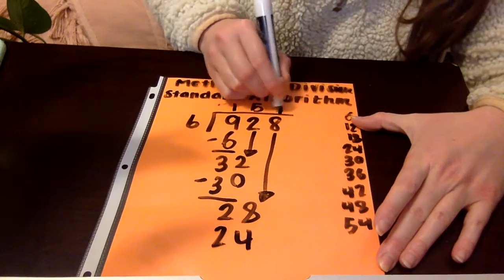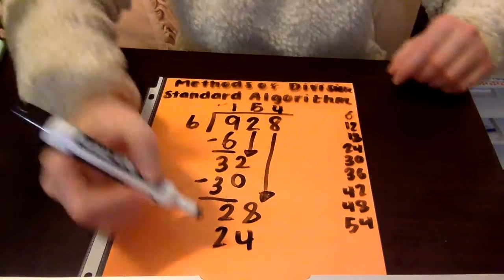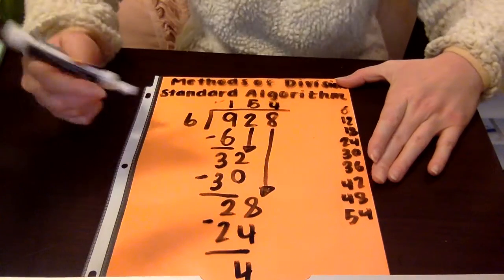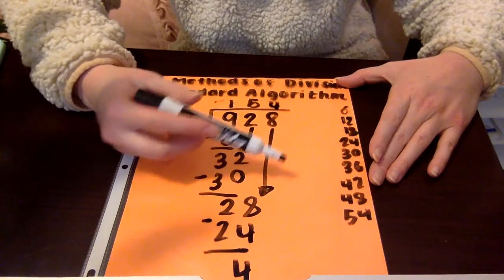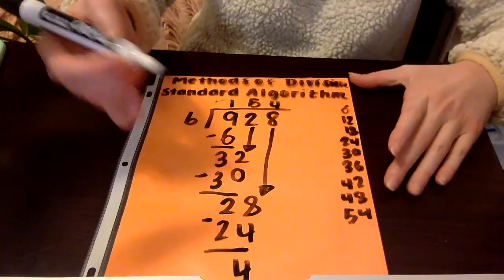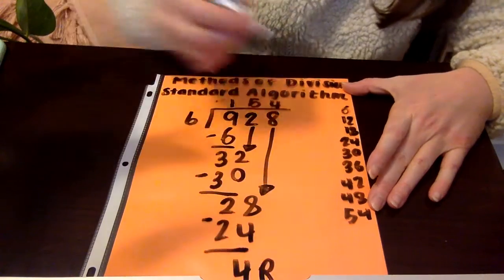Ooh, got ahead of myself there. 4 times 6 is 24. We'll subtract. That leaves us with 4. There's nothing left for us to bring down, so we know that we're at the end of our problem, but we do have 4 left over, and that's going to be our remainder.